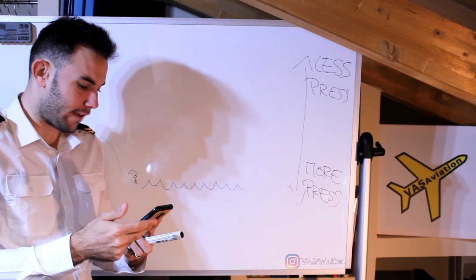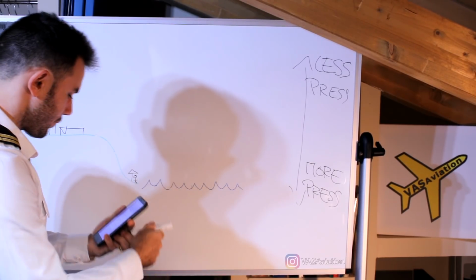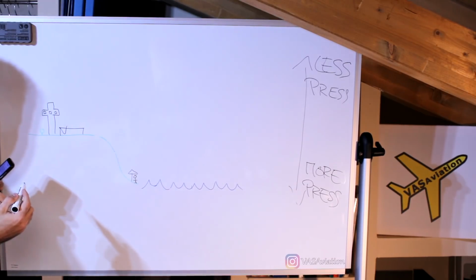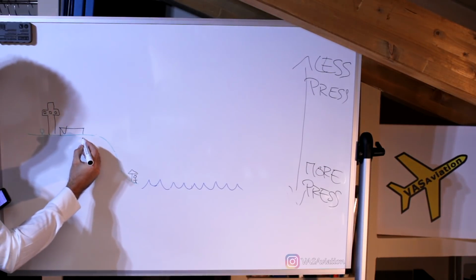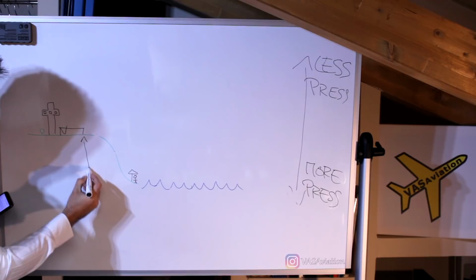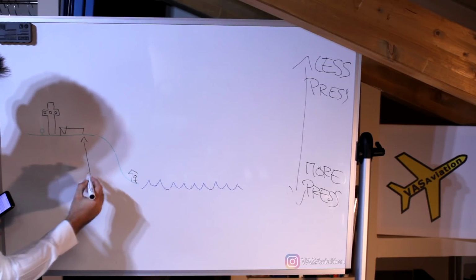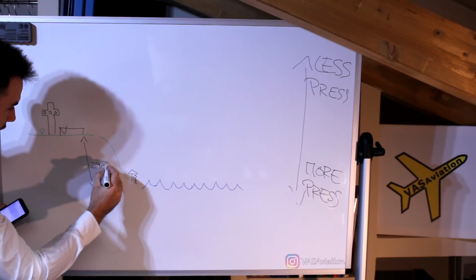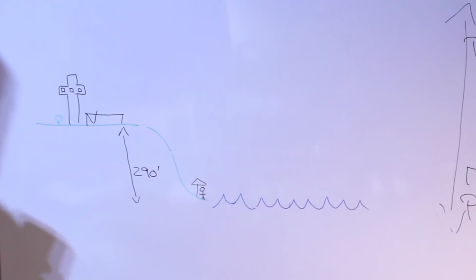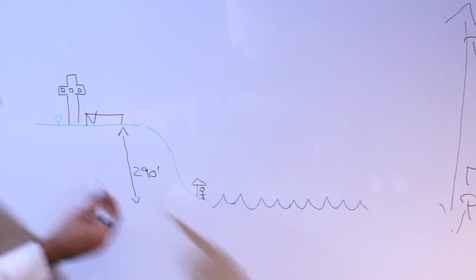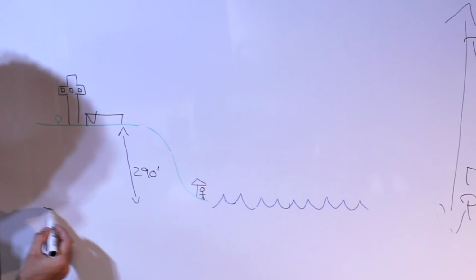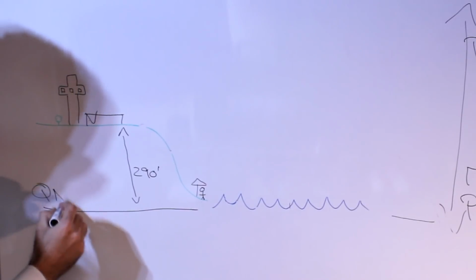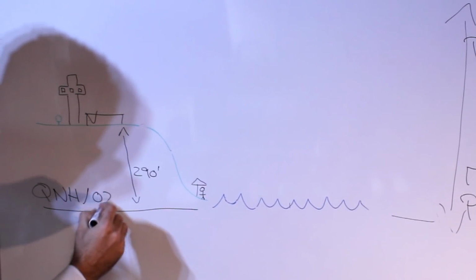So they're giving us, again, 3 pieces of data. We know that the elevation of our airport is 290 feet. So this airport, to mean sea level, is 290 feet. They say the QNH is 1023, and the QNH is the pressure at mean sea level. So the 1023 isobar is going through mean sea level, and they say it is 1023.